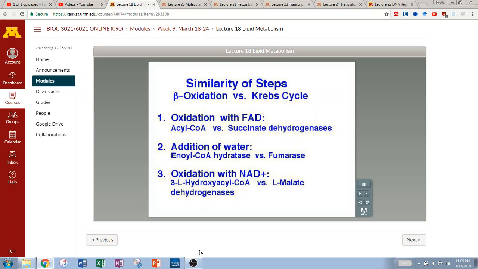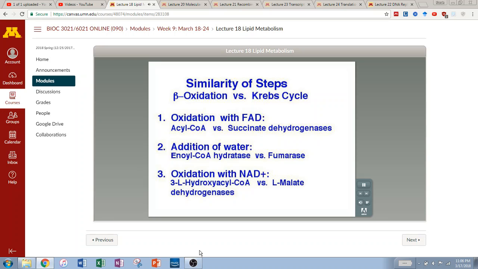Here's another example of the potential of learning by analogy. The beta oxidation pathway and the TCA cycle both use common reactions that occur in the same sequence. That sequence is acyl-CoA dehydrogenase for beta oxidation versus succinate dehydrogenase for the TCA cycle. Both reactions use FAD as a cofactor and convert a single bond into a double bond. Enoyl-CoA hydratase versus fumarase. Both reactions add water to a double bond to produce a hydroxyl group.